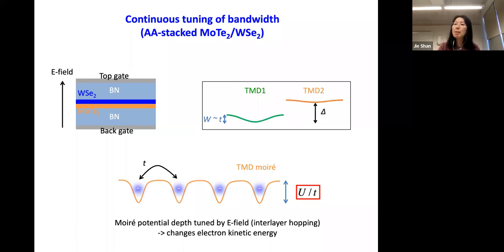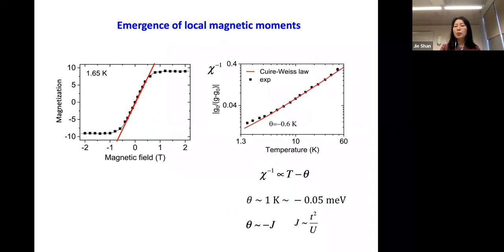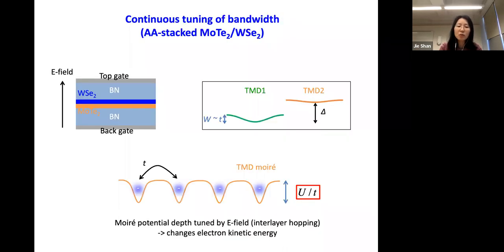So next, I would like to talk about how to use such a system to study the Mott transition I mentioned. In this picture, U is very big. That's why we see a very small antiferromagnetic interaction. So if we can make the ratio of t over U bigger, then we would expect to see the energy scale change. And this is what we would like to do.